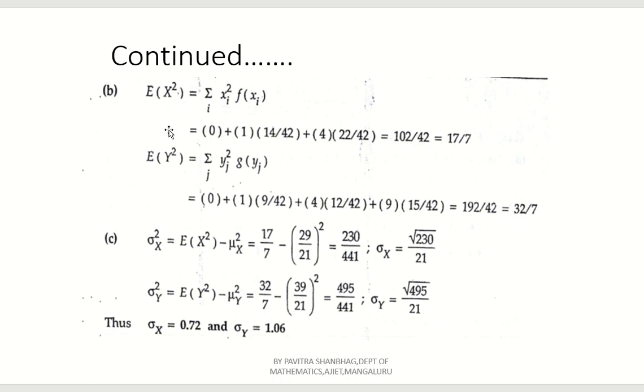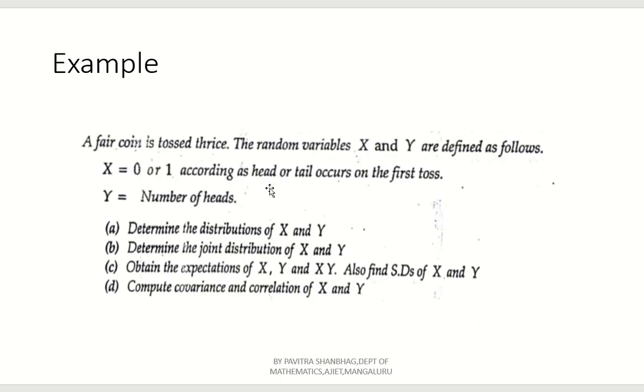See here, they have given k in the beginning step, they have given it in terms of k. For the same problem they have extended it in the next one, that is expectation of x and all, right? Now let's move to one more example. See here, a fair coin is tossed thrice.